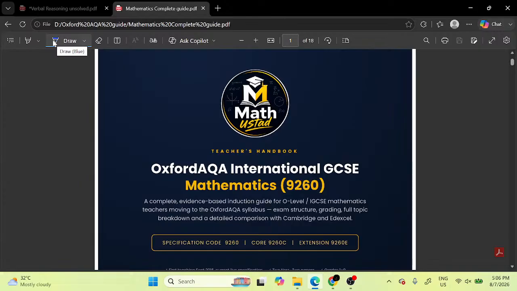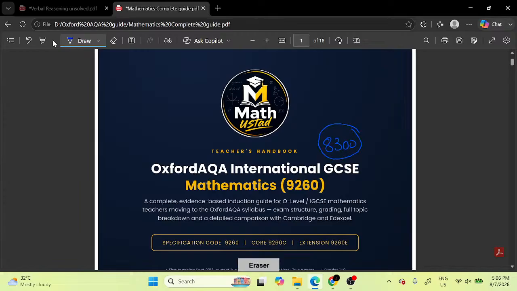In today's class, we'll be doing a brief discussion related to the Oxford AQA International GCSE Mathematics, which code is 9260. Most of the students will get confused because on Google it's showing 8300. 8300 is the code for mathematics inside the UK.